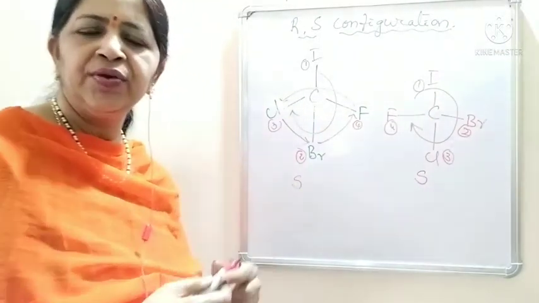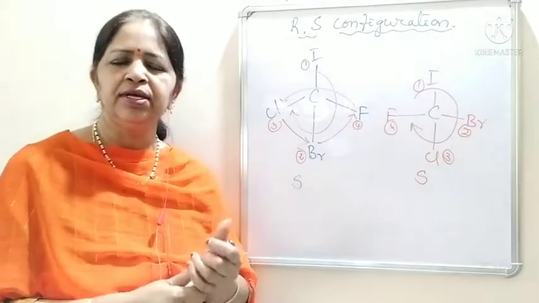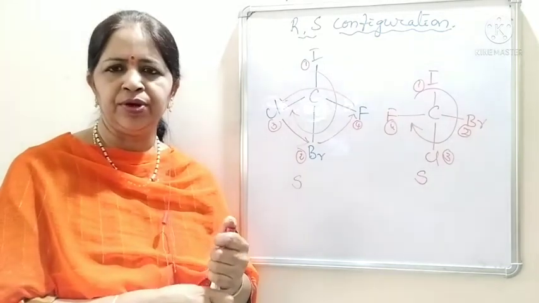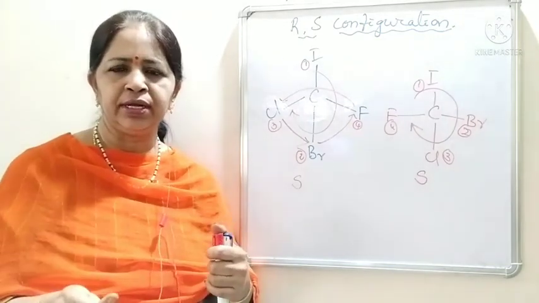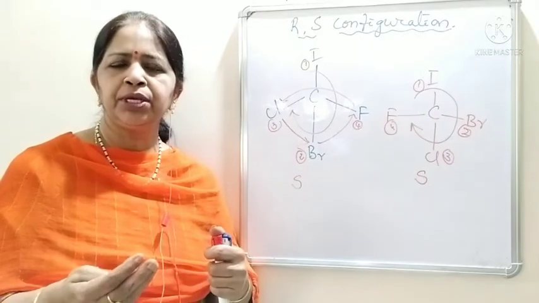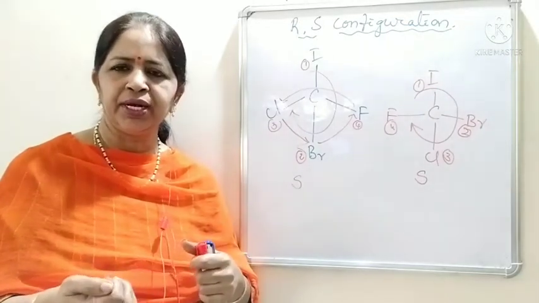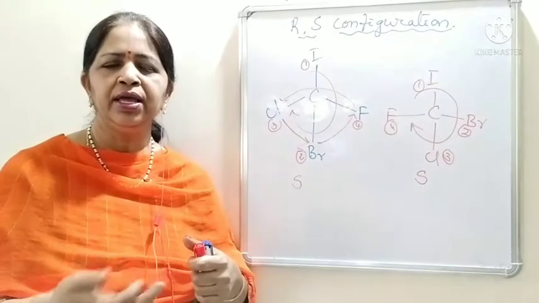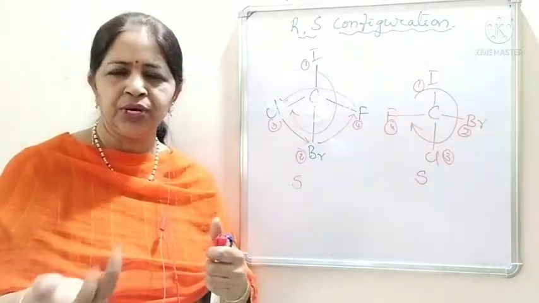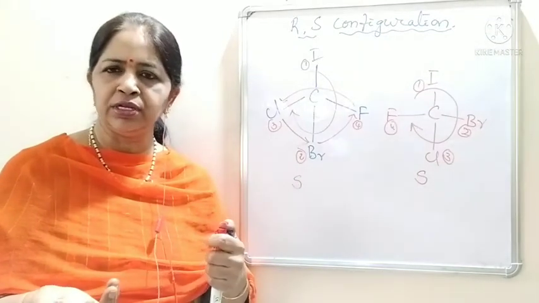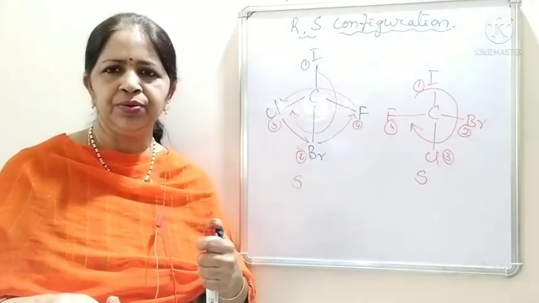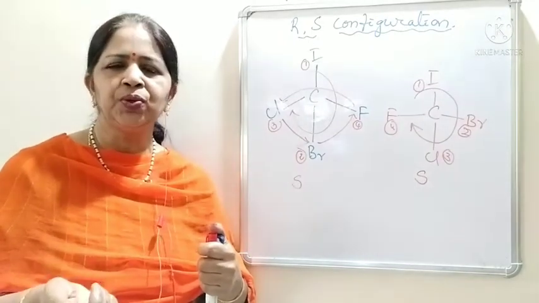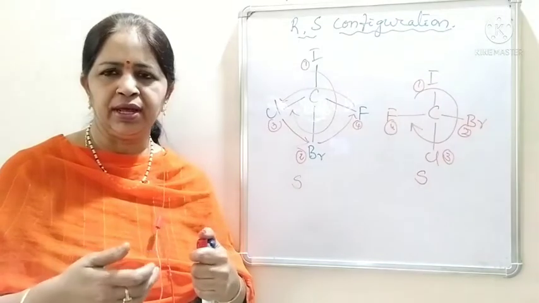Okay, students, we have to consider all these points while assigning the RS configuration to the given molecule. Glucose has 4 chiral centers, and in the examination they will ask what is the configuration around 2nd or 4th chiral carbon atom in glucose, or a 5 carbon sugar also may be given, arabinose also may be given, and they will ask you. You have to assign R or S configuration to all the carbon atoms whatever they ask.